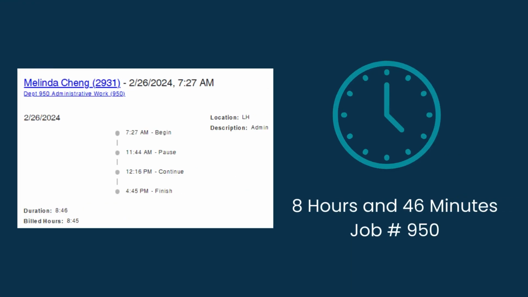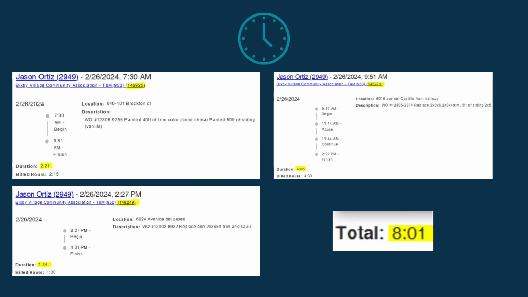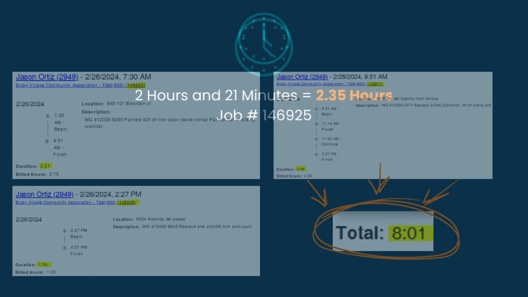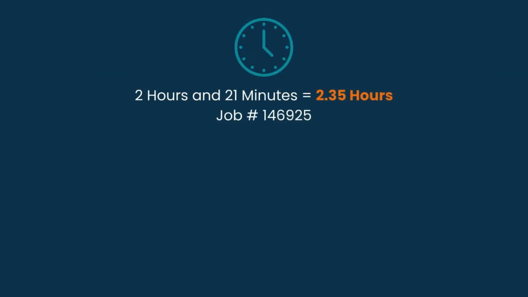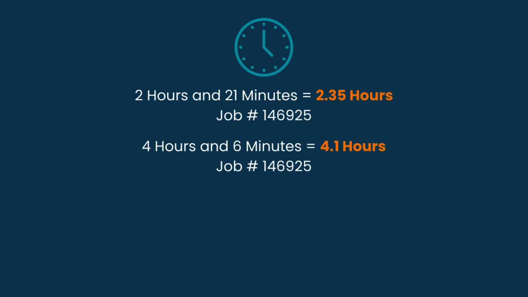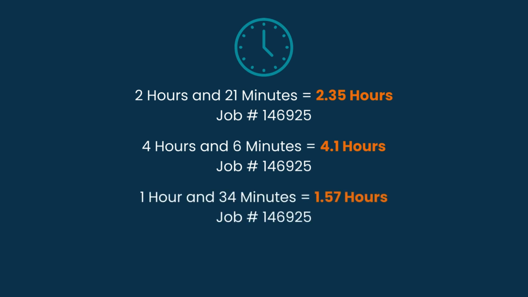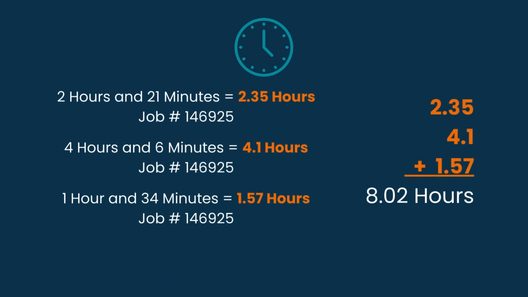This example was for an employee that worked at only one job that day. But what does it look like if an employee works at multiple jobs in one day? In this example, our employee worked a total of 8 hours and 1 minute on February 26th. The employee worked 2.35 hours at the first job and 4.1 hours at the second job and 1.57 hours at the third job. After his day was complete, he worked 1 minute, or 0.02 hours, of overtime.